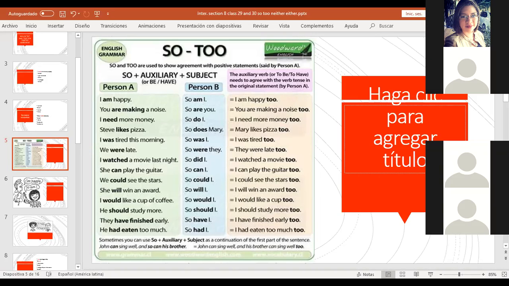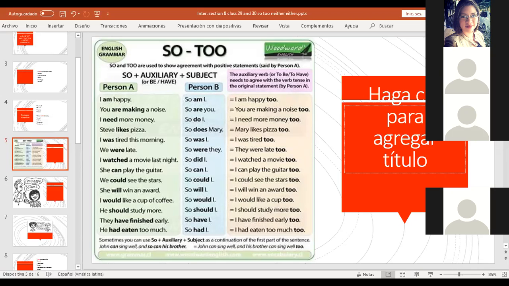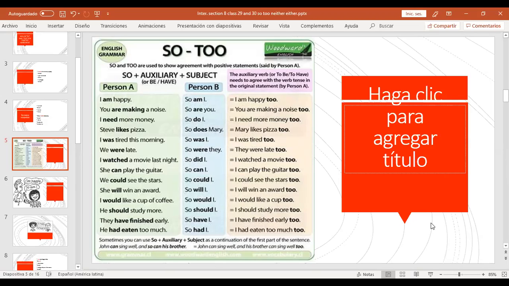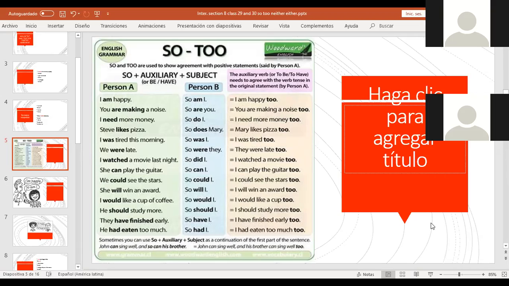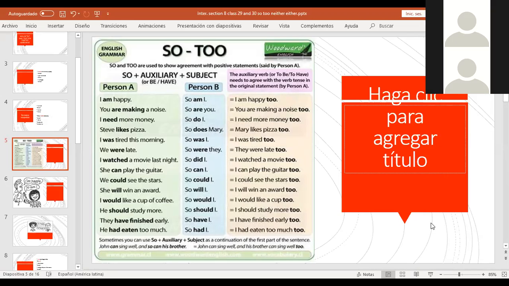Alex Calderon, I would like a cup of coffee. Mentira, I don't like coffee. I would like a cup too. Okay, very nice. I love coffee. You love coffee? I hate coffee. Norma, he should study more. I should study more too. Very good. Federico, they have finished early. I have finished early too. Very good. Roxana, he had eaten too much. I have eaten too much too. Okay.